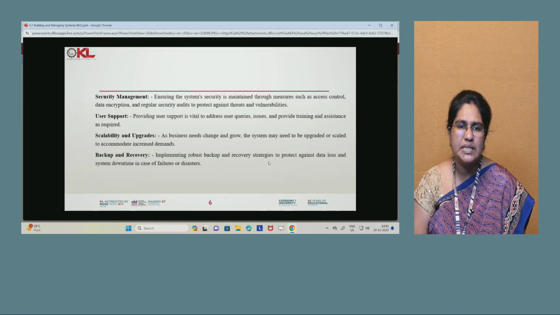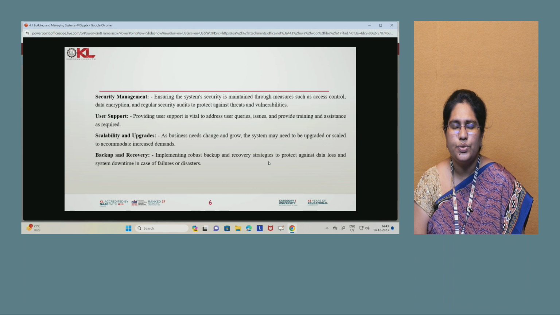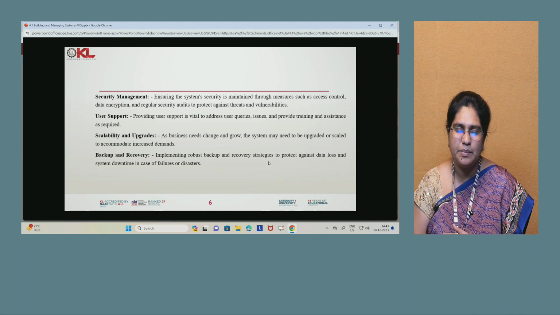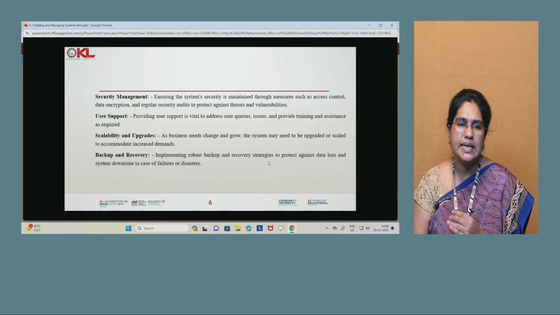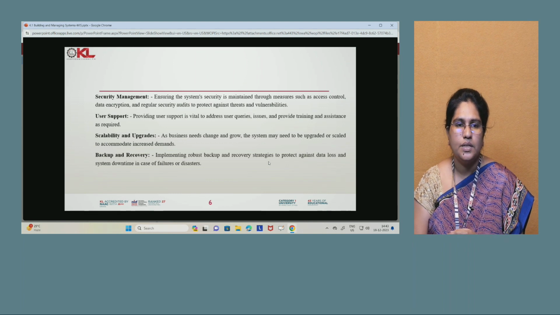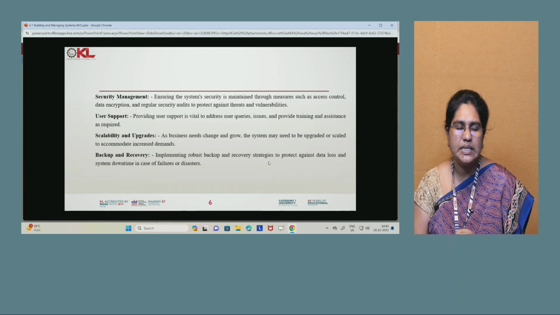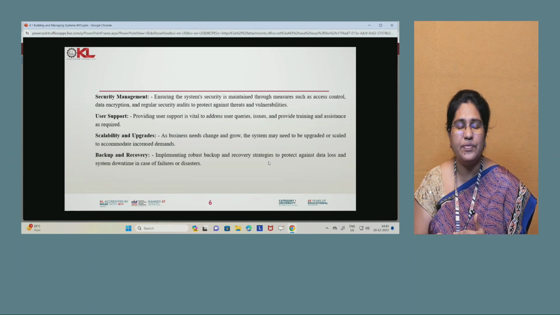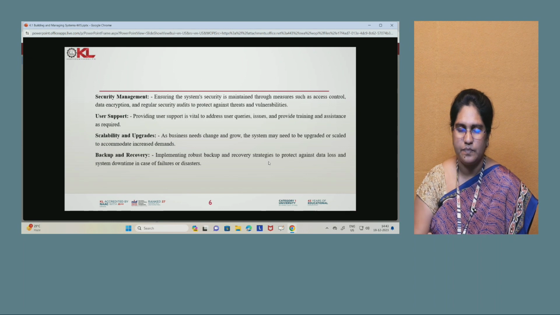Business needs change and grow, so the system may need to be upgraded or scaled to accommodate the increased demand. So scalability and upgrades are required. Backup and recovery is the last one. It means robust backup and recovery strategies to protect against data loss and system downtime in case of any failures or disasters.